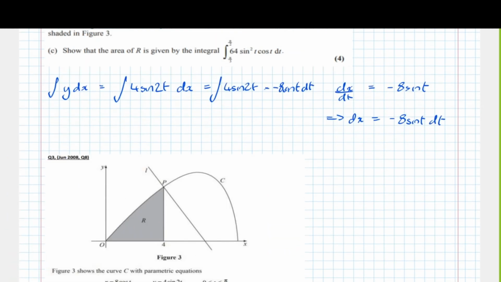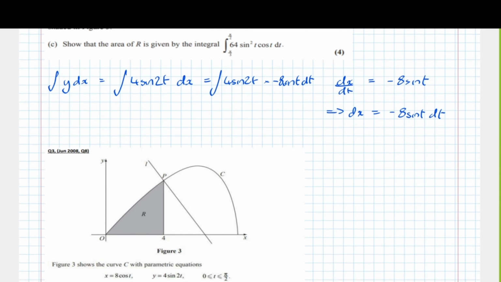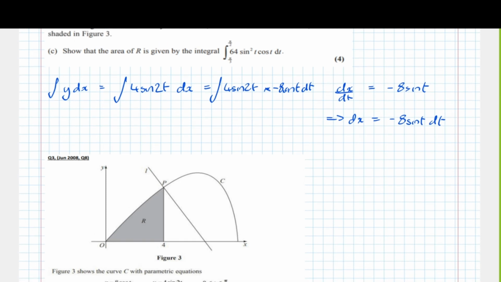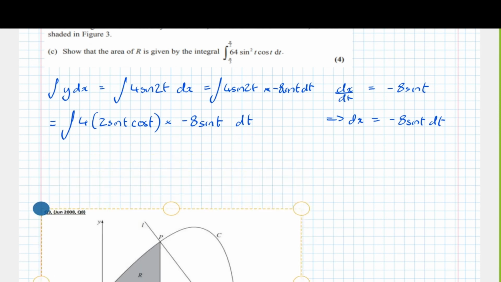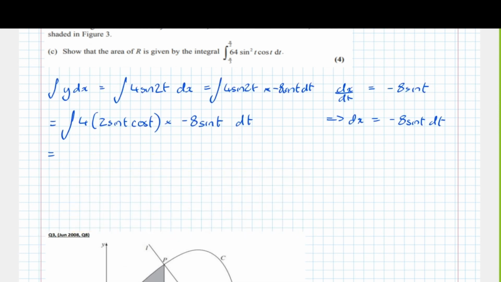Move that a bit further down. And then multiplying out using compound angle formulae equals the integral, so of 4 lots of 2 sine t cos t times minus 8 sine t dt equals the integral of minus 64 sine squared t cos t dt. So there's a bit of a twist. There's this minus sign appeared, and it looks like it's appeared from nowhere.